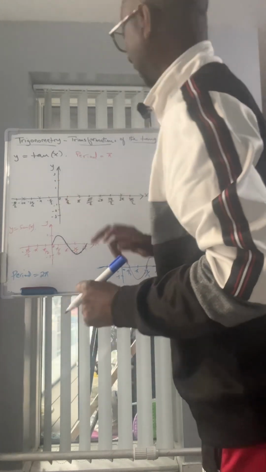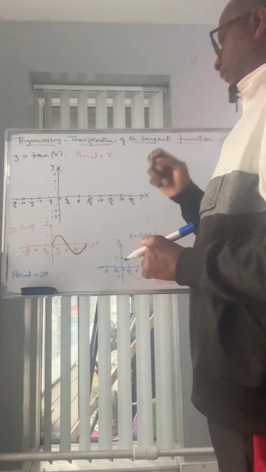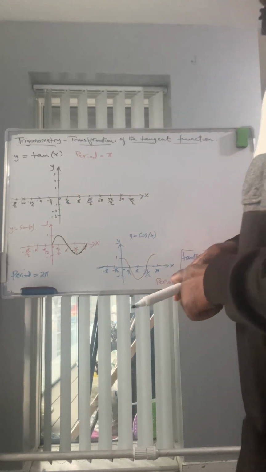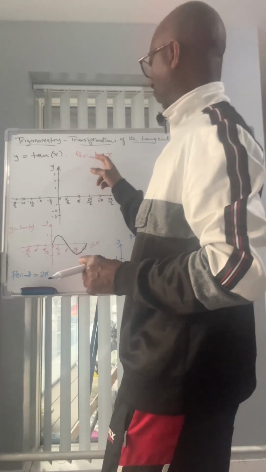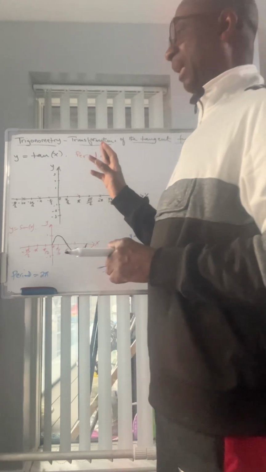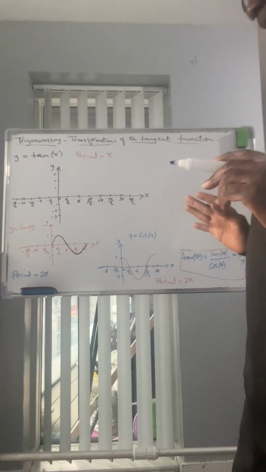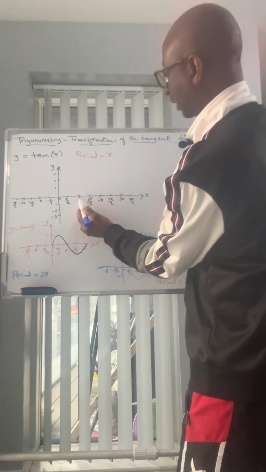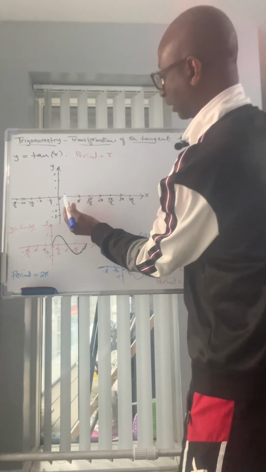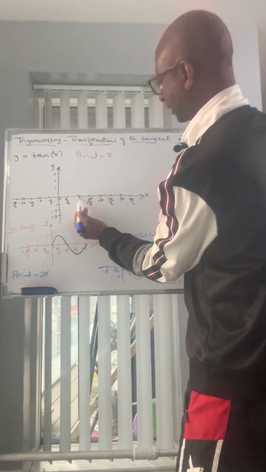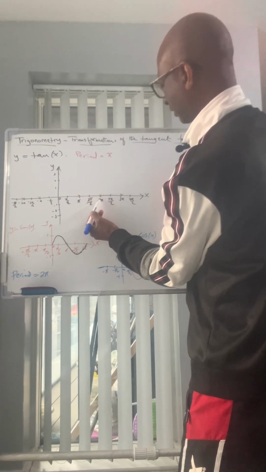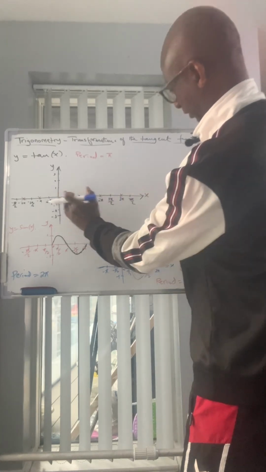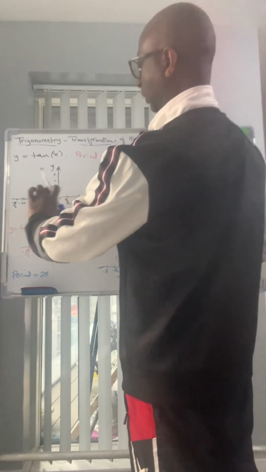So we want to sketch. Since we said that the tangent has a period of pi, it means every 180 degrees it repeats itself. So that's why I have put a mark here at 180 degrees. It has to repeat from 0 to 180, 180 to 360, 360 to 3 pi. So every 180 degrees it repeats.